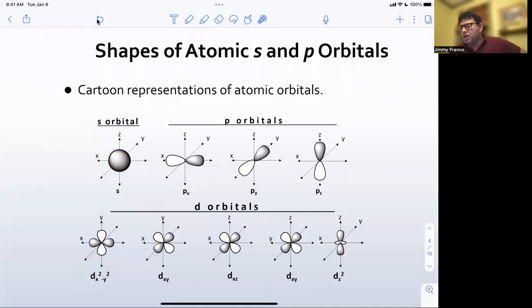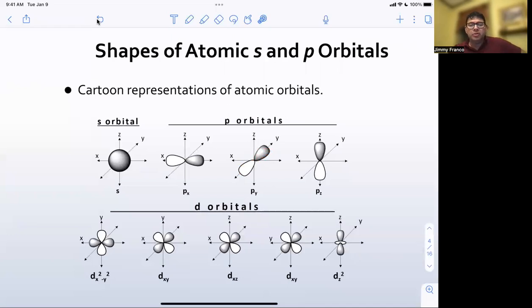Our p orbitals, if you remember, we talked about there being three of them: px, py, pz. They look exactly the same, except for the axis they're sitting on. They really look like these hourglasses. Does everyone see these figure 8s and hourglasses? They're just going along these different axes, whether it's the x, y, or z.